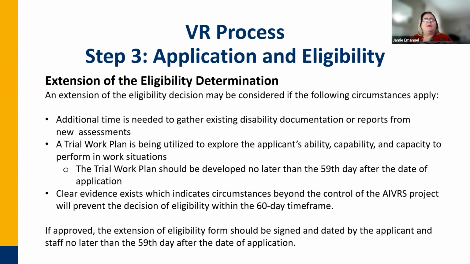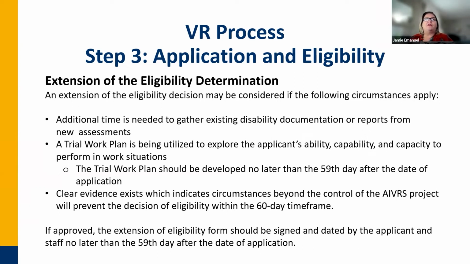Also, in the instance that clear evidence exists which indicates circumstances beyond the control of the AIVRS project will prevent the decision of eligibility within the 60-day time frame. For example, we just had a worldwide pandemic and lots of people were unable to go to their offices and conduct business as usual. And participants were unable to actively participate in their plan, or in their case. So you would have extended the eligibility determination at that time.